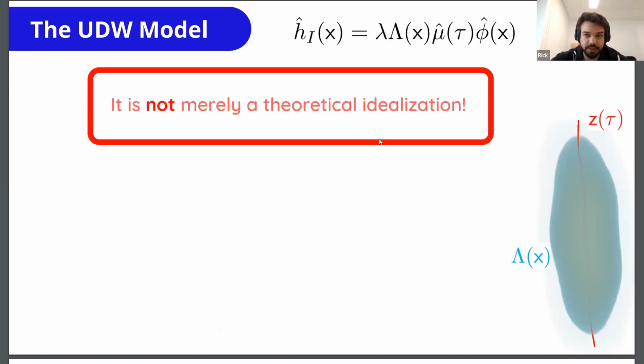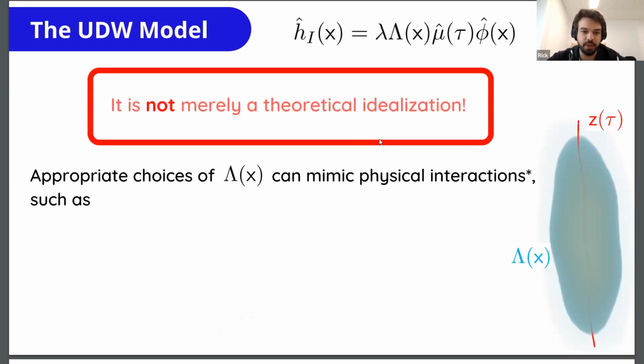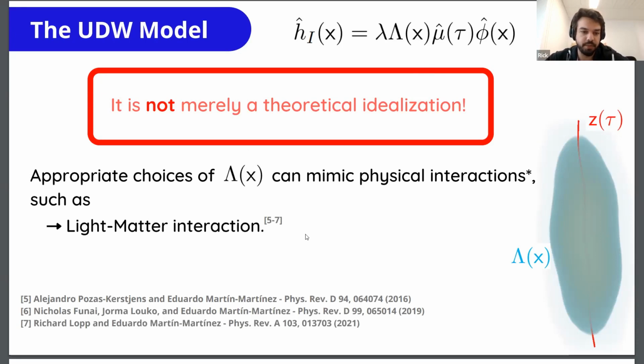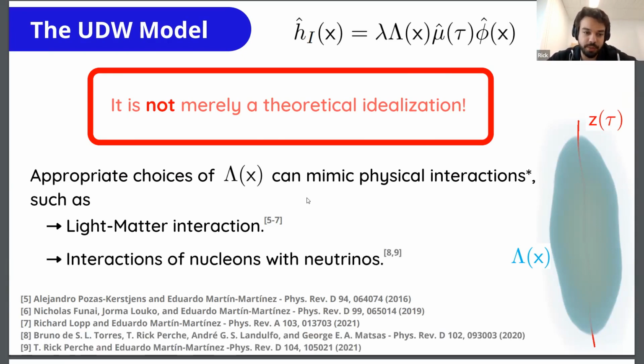It's important to say that this UDW model, even the two-level system, is not merely a theoretical idealization. It can actually model or mimic many physical interactions by picking the appropriate space-time smearing functions. For instance, it can mimic the light-matter interaction if the space-time smearing function is associated with the atomic orbitals and things like that. It can also mimic the interactions of nucleons with neutrinos. This is something that I have been working on over the past two years. But overall, these models can be related to experiments on physical systems that couple to quantum fields.